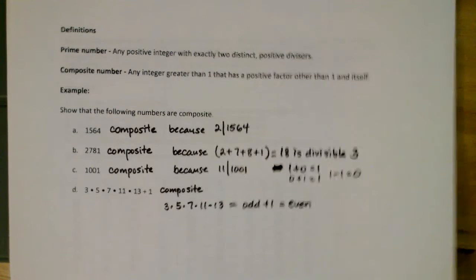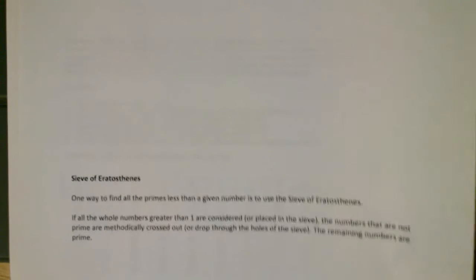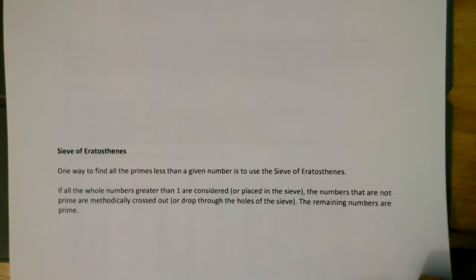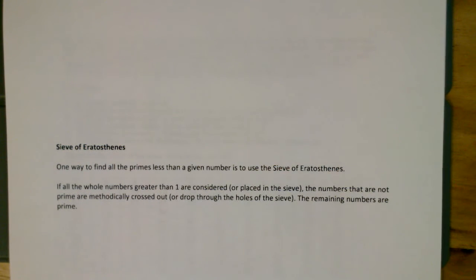All right, next we'll look at the sieve of Eratosthenes. One way to find all the primes less than a given number is to use the sieve of Eratosthenes. And that's going to be this.